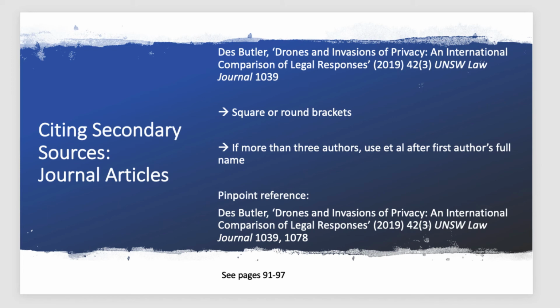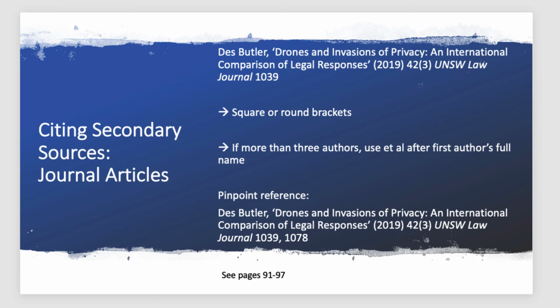Some journals have more than one issue per year. They might issue them quarterly, for example. So if that's the case, then note the issue number in brackets. So here you can see that when we're talking about Des Butler's article, it's issue 3 of volume 42. Then follows the journal name, and that is not abbreviated. It's written in full and it's written in italics. So note that we do not abbreviate journal names like we do law report series.